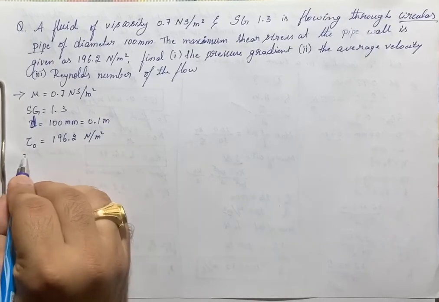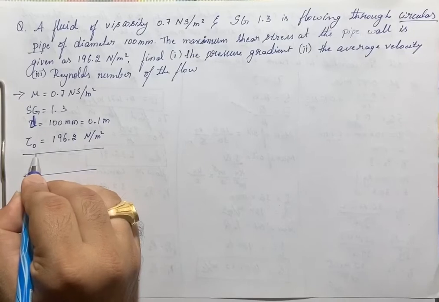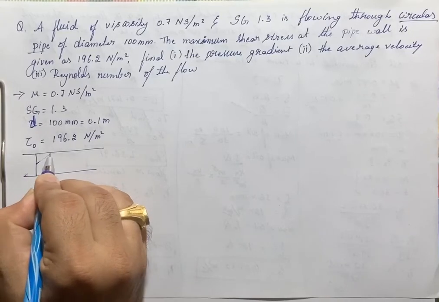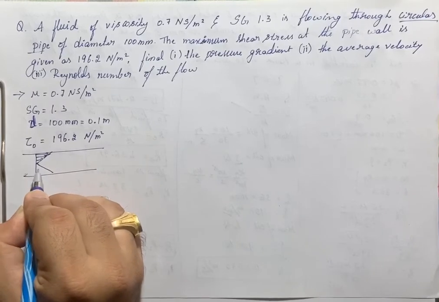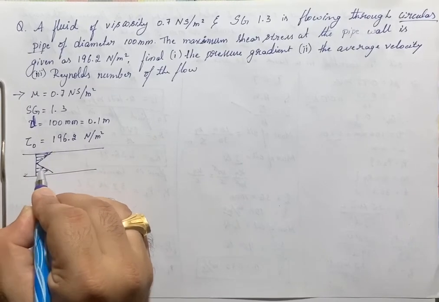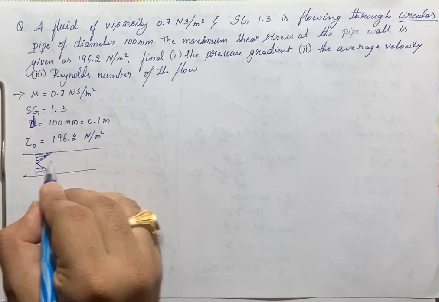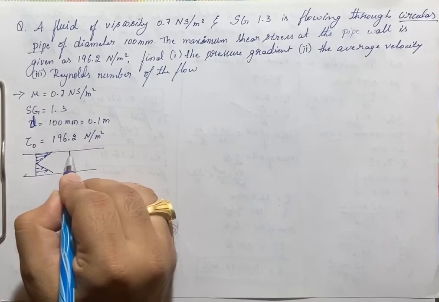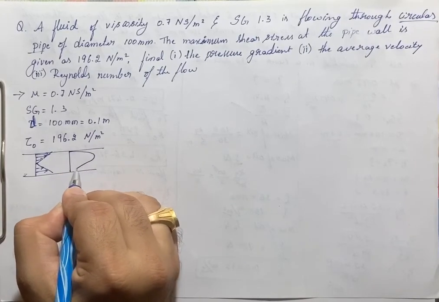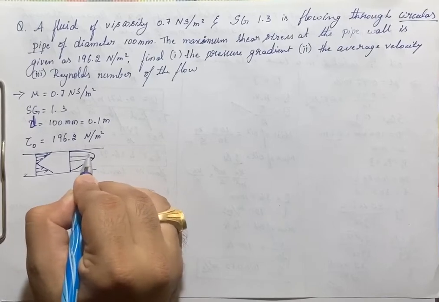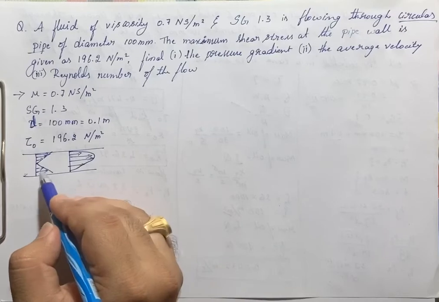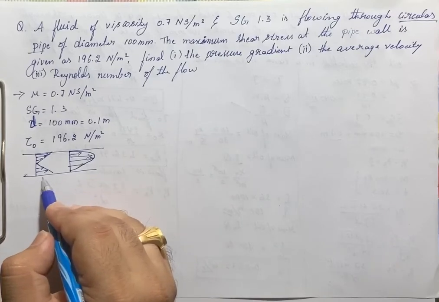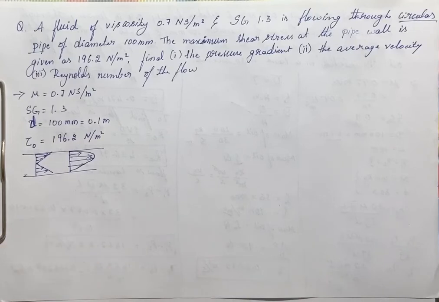If I draw the shear stress diagram and velocity distribution here, this is the shear stress distribution, right? This is how the shear stress will vary here. That means shear stress will be minimum at the center of the pipe, but the velocity will be maximum at the center of the pipe. Velocity will be maximum at the center of the pipe, but the shear stress will be maximum only at the walls of the pipe, right?